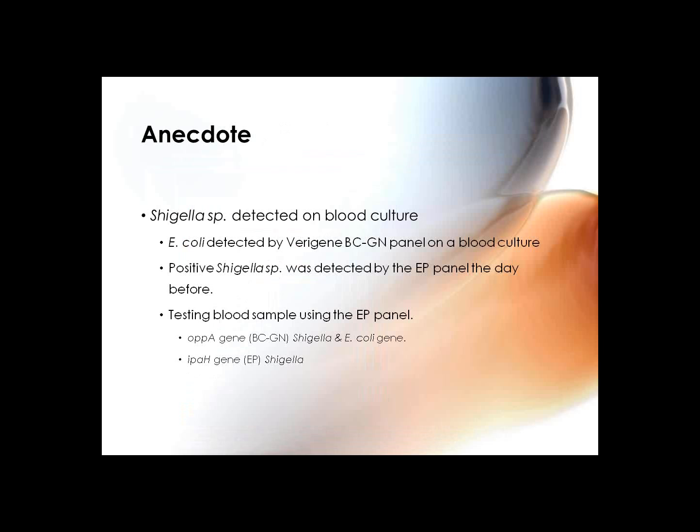So we took the blood culture and put it in the EP panel, and we detected Shigella. If this was a real E. coli, the panel would be negative, because the EP panel is designed to ignore the E. coli that is present over there. The gene used for Shigella is more specific for the genus.